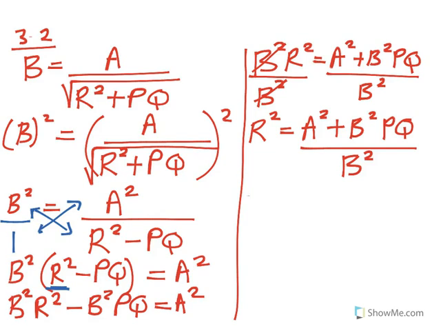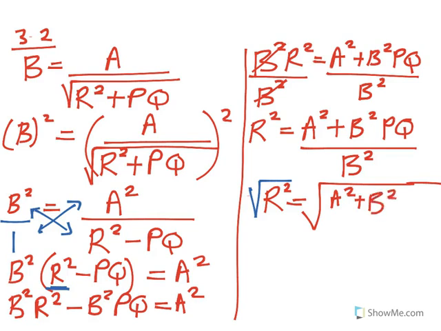So what do I do? For me to remain with R, I must square root R. That's how I get rid of that. But what you do on the left, you do on the right. So it is (a squared plus b squared) pq all over b squared. This must be all in the square root.